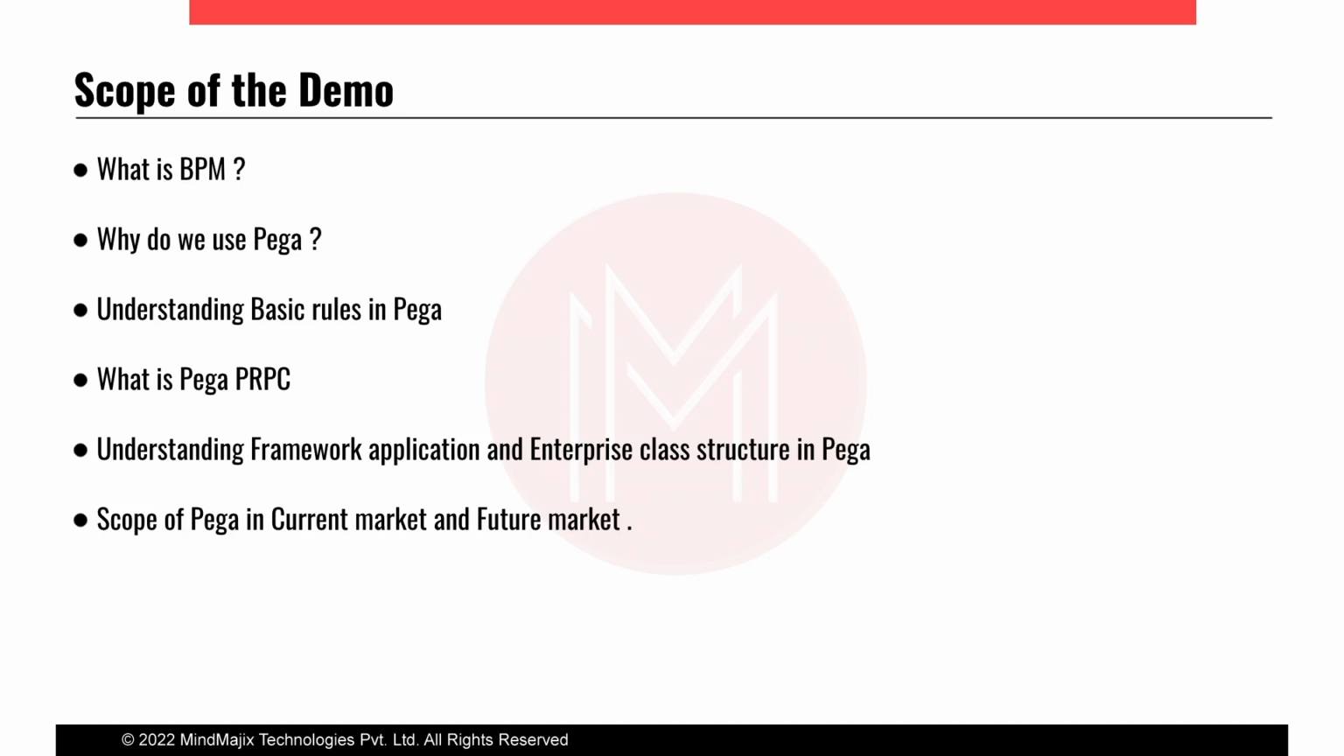Why do we use Pega? The reason is very simple. Pega is a platform where users can develop applications, integrate with external systems, and implement mobility, where you need to manage the case life cycles. You can do decision management also.